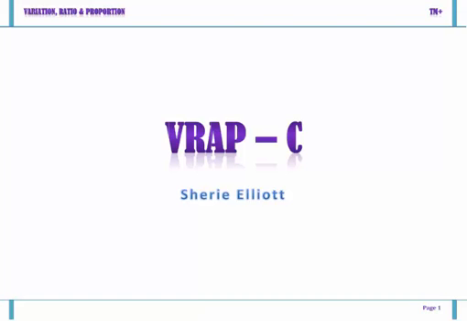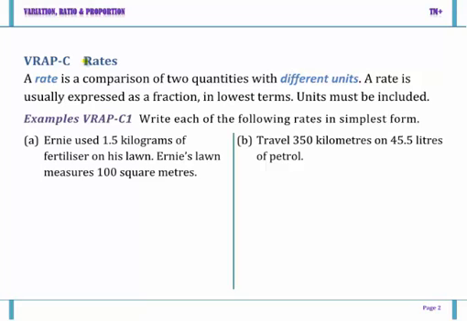This video covers Vrap Section C. In this video we're looking at rates. Now a rate is a comparison of two quantities with different units. So you can see with ratios they had to be the same units. Rates compare with different units. Now a rate is usually expressed as a fraction in lowest terms and units must be included.